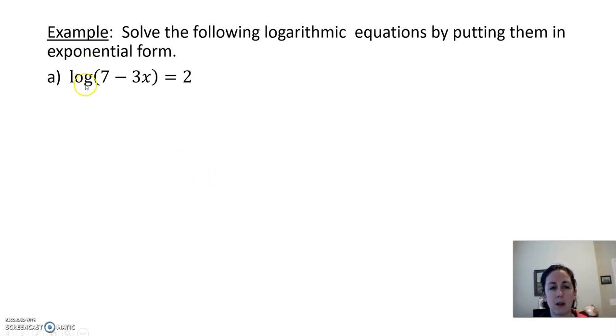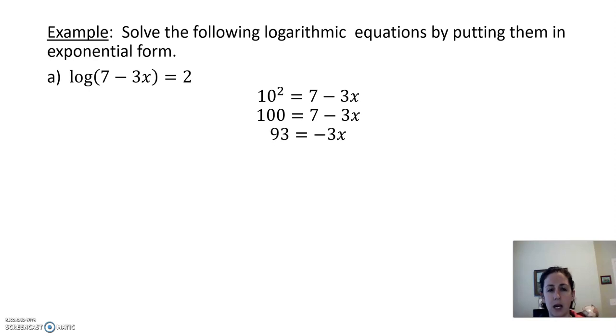So remember, the base of the logarithm is going to be the base of the exponential expression. Logarithms are equal to an exponent, and then what you're taking the logarithm of is the result of taking that base to this exponent. So remember, the base of the common log is 10. So that'll be 10 raised to this exponent of 2 will equal this result 7 minus 3x. So 10 squared is 100. We'll subtract 7 from both sides and divide both sides by 3 to get x equals negative 31.